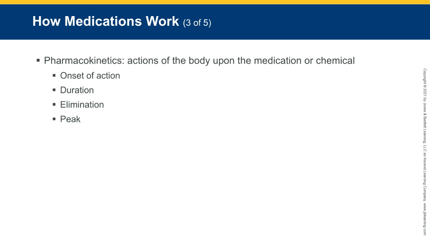Pharmacokinetics is the study of how the body processes a drug. This includes the onset of action, or how quickly the drug takes effect, duration, or how long it remains active, elimination, or how the drug is removed from the body, and peak effect, which is when the drug reaches its maximum therapeutic level.